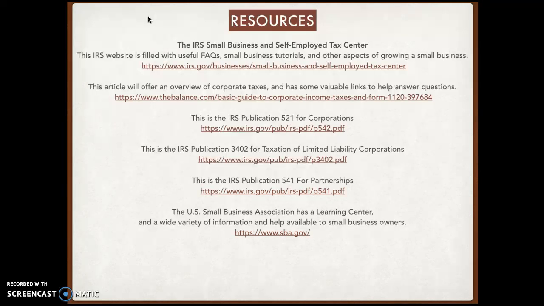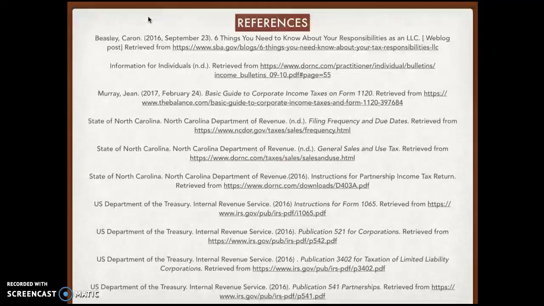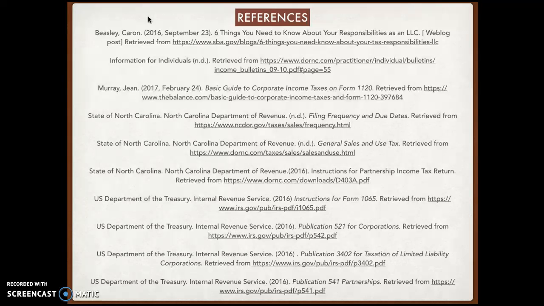I provided links to IRS Publication 521 for corporations, IRS Publication 3402 for taxation of LLCs, IRS Publication 541 for partnerships, and then we also have the link to the U.S. Small Business Association. They have a learning center and a wide variety of information and help available to small business owners. And finally, we have our reference page. Most of my references come from the North Carolina Department of Revenue and IRS.gov.